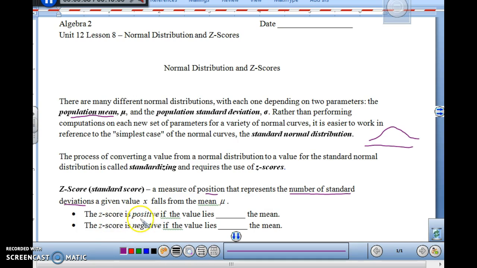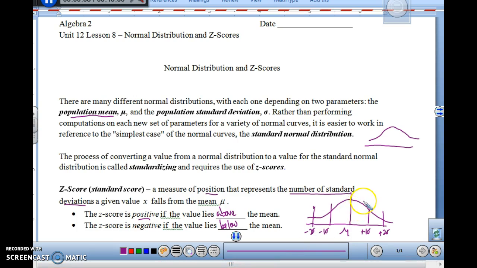So the z-score is positive if the value lies above the mean, and the z-score is negative if it lies below the mean. If we were to draw a sketch here, this would be the mean. Then you would have +1 standard deviation this way, and -1 standard deviation this way, then +2, and so on. That's the normal curve that we usually see. Here's -2, and so on and so forth.